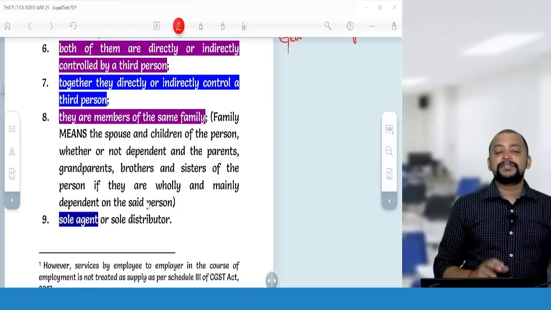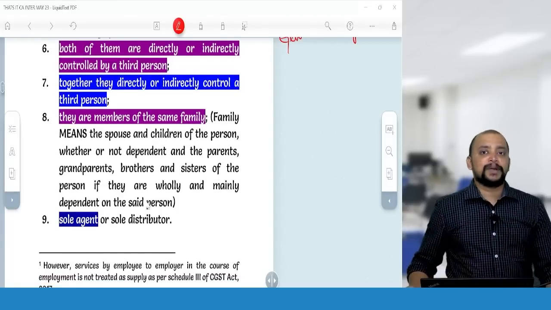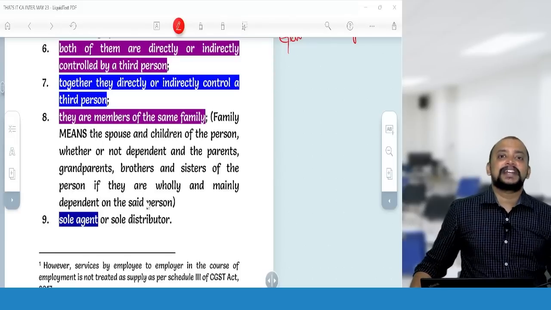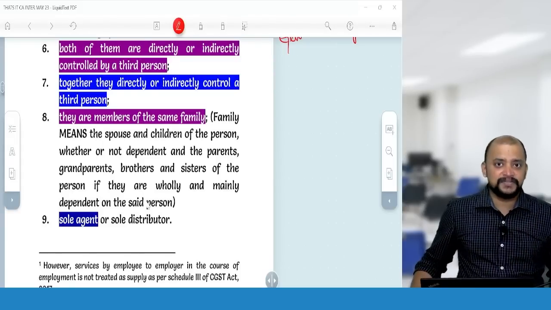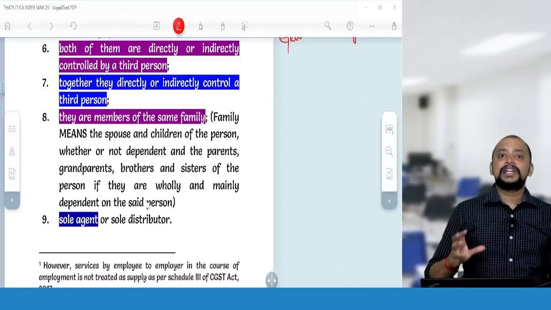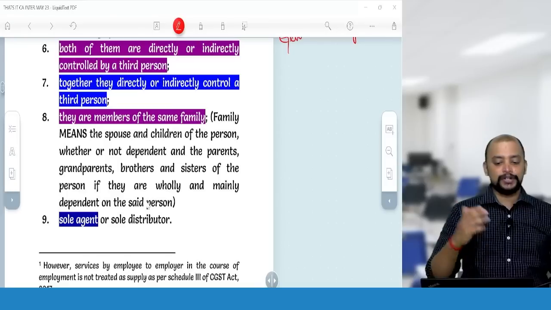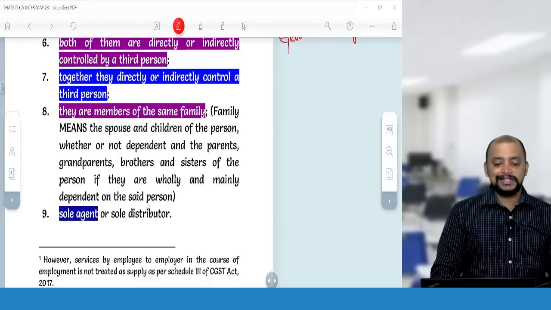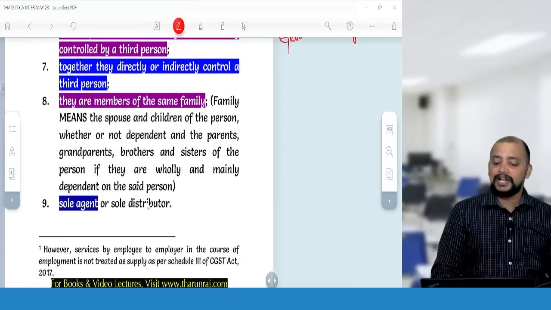Then they are members of the same family. So family is defined as spouse and children, whether or not dependent, brothers, sisters, parents, grandparents. If they are wholly and mainly dependent on that person, then only they will be treated as family. Then they will become related. Then sole selling agent, sole agent or sole distributor, when all the supplies are made only through one agent or one distributor, so then that will also be treated as related. This is the 9 points. These are the 9 points that we have with respect to related definition.